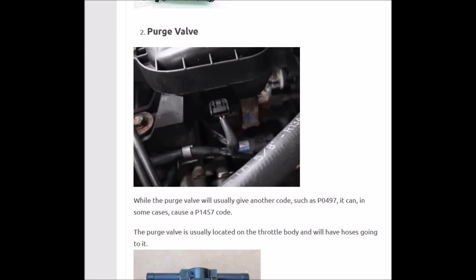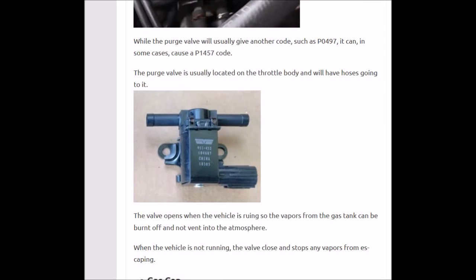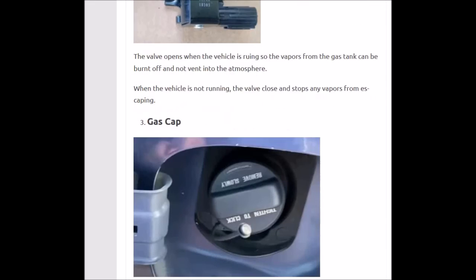The purge valve opens when the engine's running, and it closes when the engine's off. And so if there's a problem with that, then it can cause the same issue. But like I said, it usually gives you another code, so it's not very common. Usually with the P1457, that usually means it's the charcoal canister. But keep in mind, it could be the purge valve.